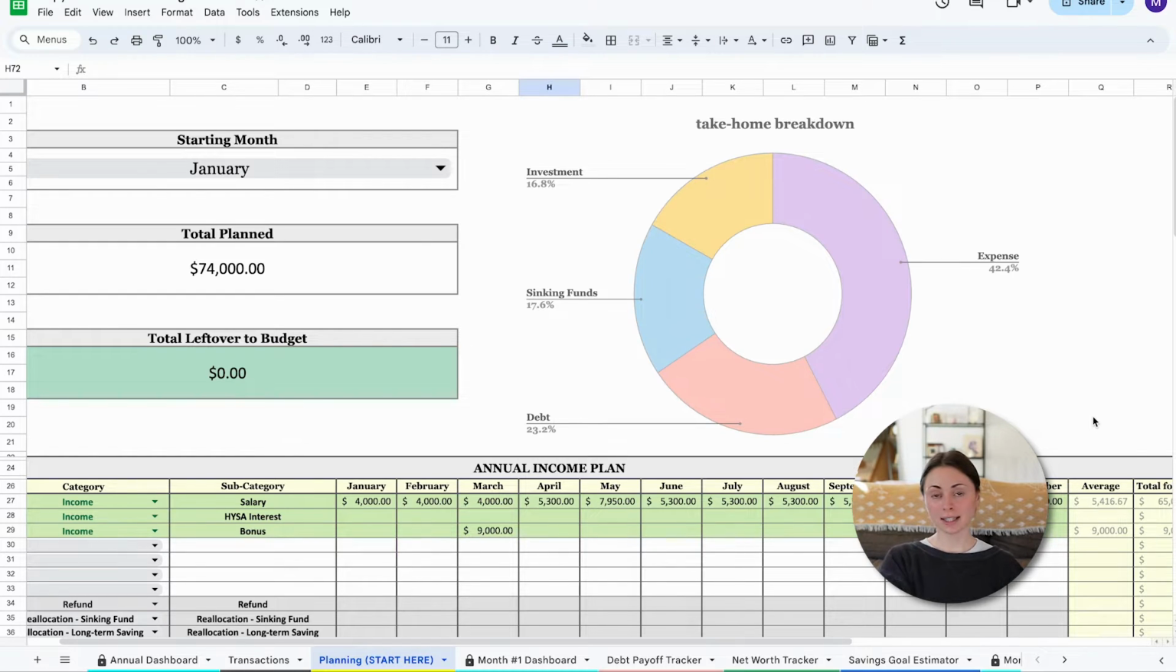I can go up here and see what percentages I'm working with. So around 42% is for expenses, 23% for my debt, 17 towards sinking funds, and around 17 for investments. And this is a take-home breakdown, so this doesn't take into account my 401k contributions or my HSA or my stock purchase contributions. This is just with my take-home money. So I have 40% of my take-home money going towards financial goals, like investment in debt. So I feel pretty good about this, especially because I do max out my 401k as well.